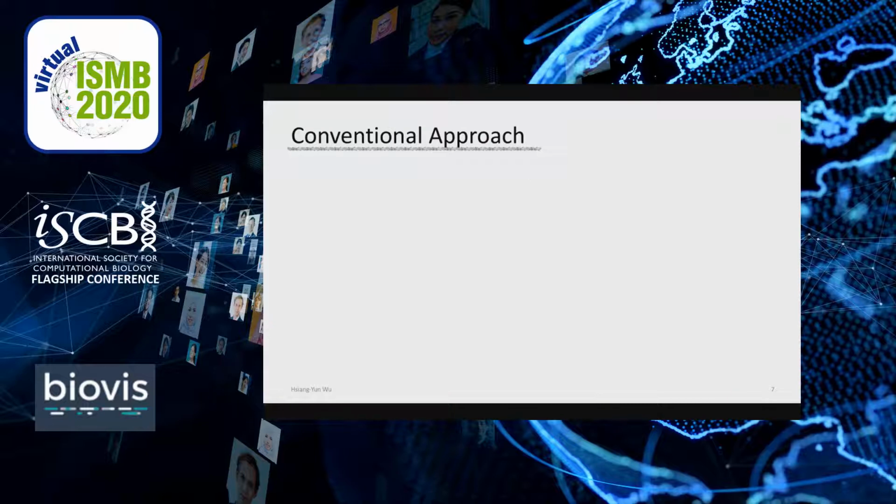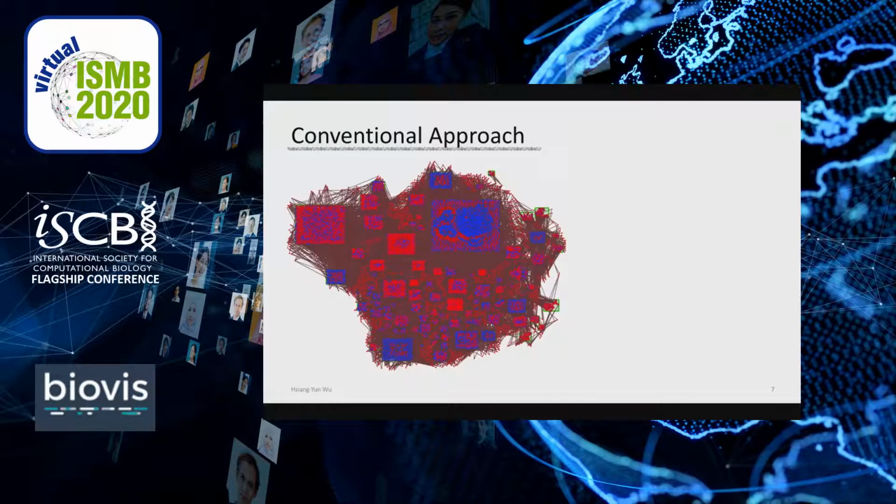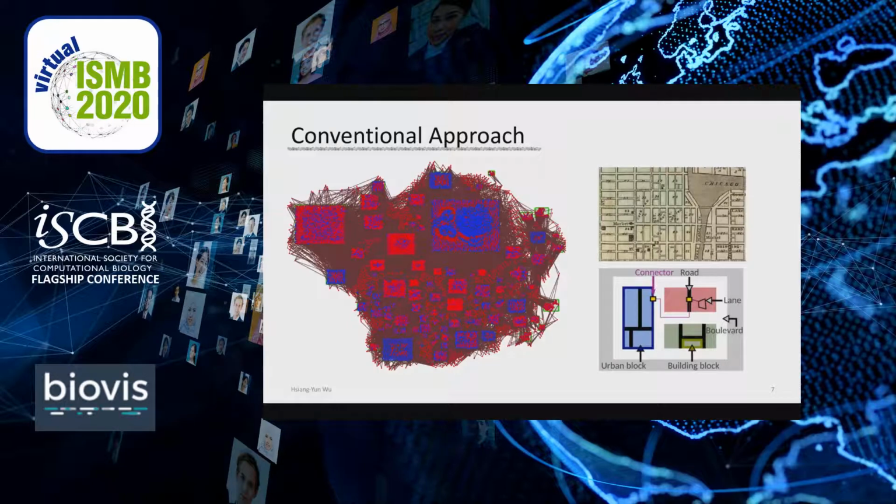Initially, we tried to visualize the Recon dataset, while we only see a hairball like this. Since the scale of a biological network is similar to a road network, we were inspired to introduce an urban map metaphor to visualize biological networks. For example, like the Chicago map you see here, and the abstraction of an urban map.